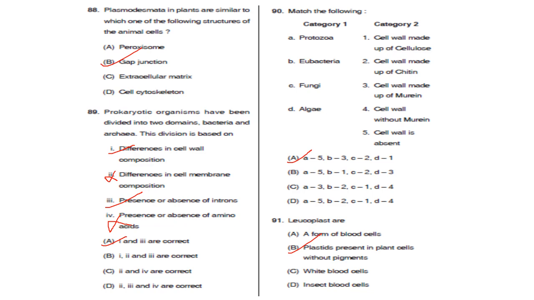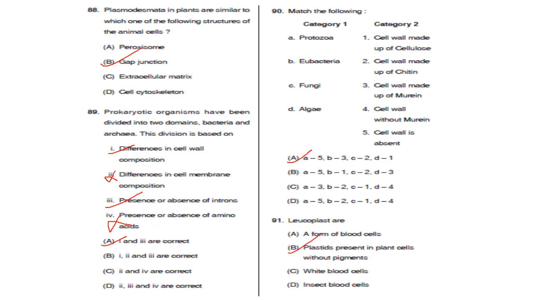Then next one. Plasmodesmata in plants are similar to which one of the following structures of the animal cell? So plasmodesmata, they are intercellular pores connecting adjacent plant cells, allowing membrane and cytoplasmic connection, and also for trafficking, communication and signaling in plant development and defense. This is the function of plasmodesmata.